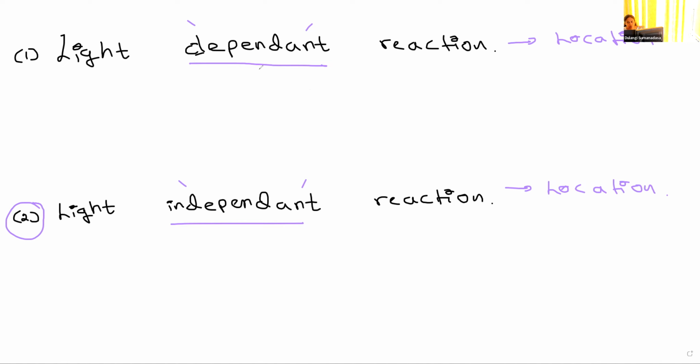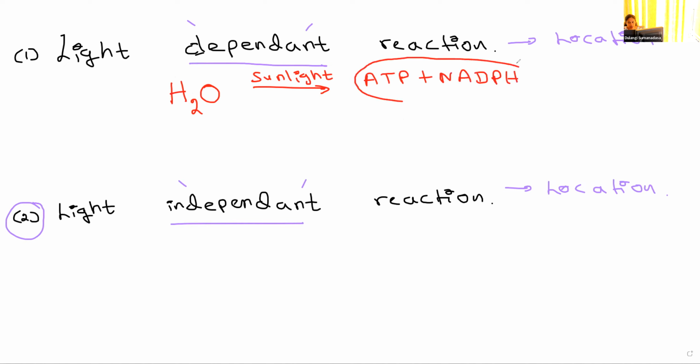So light dependent, the main input is the water molecule. We're going to break it down to produce the energy, right? I went through this last week. So water is going to split in the presence of sunlight to get the energy to power the light independent, right? The energy is going to be in the form of ATP and NADPH. This is the main product. And the oxygen is going to be the byproduct.